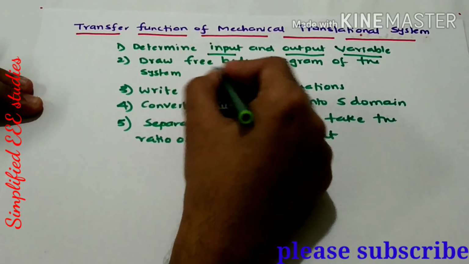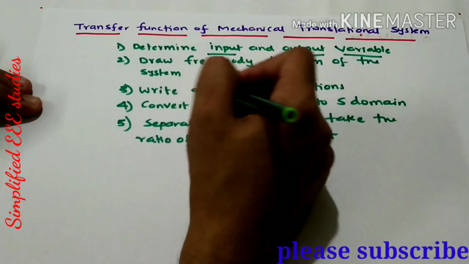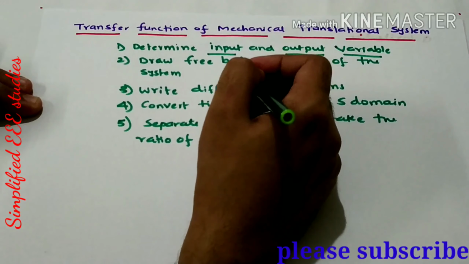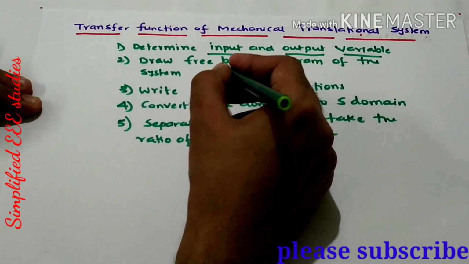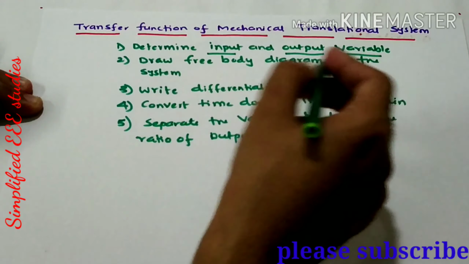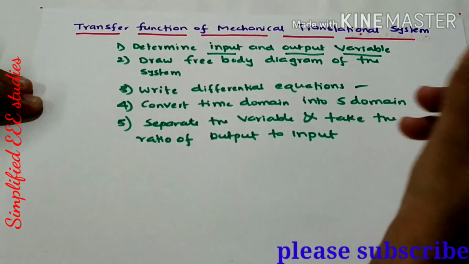The second step is to draw the free body diagram corresponding to the given system. That is the second step. Then you need to apply D'Alembert principle and Newton's laws of motion and write the differential equation. That's the third step.